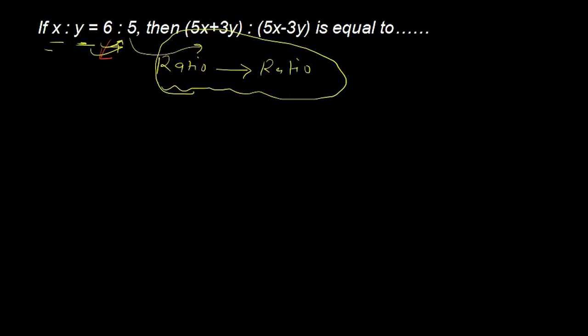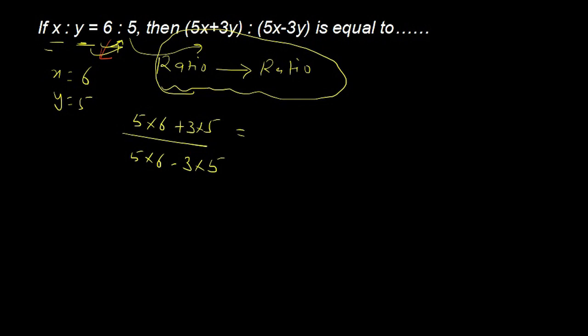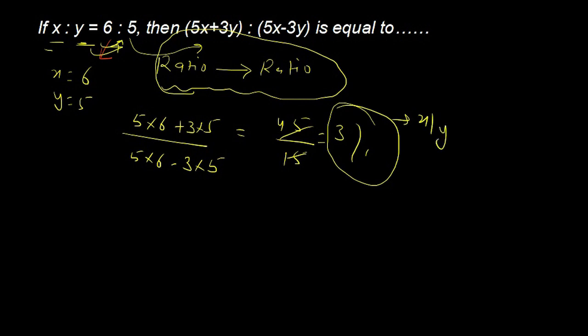So let's put x equals 6 and y equals 5. So 5x: 5 sixes are 30 plus 3 into 5, divided by 5 into 6 minus 3 into 5. 5 sixes are 30 plus 15 is 45, and 5 sixes are 30 minus 15 is 15. So the ratio is going to be 3 is to 1. So 5x plus 3y divided by 5x minus 3y is going to be 3 is to 1. So make sure that whenever the ratio is given and the ratio is asked, you can apply this concept and get the answer.